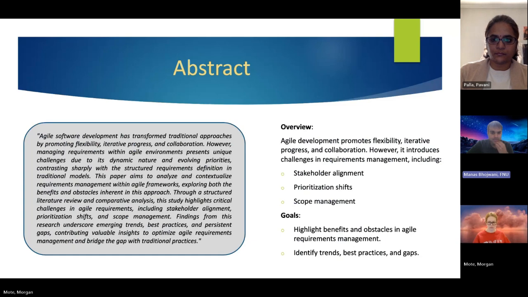And in our research, what we're doing is unraveling these challenges to better understand the root cause. And what we do is explore emerging trends and best practices, leveraging a structured literature review to identify strategies that can improve Agile requirements management.